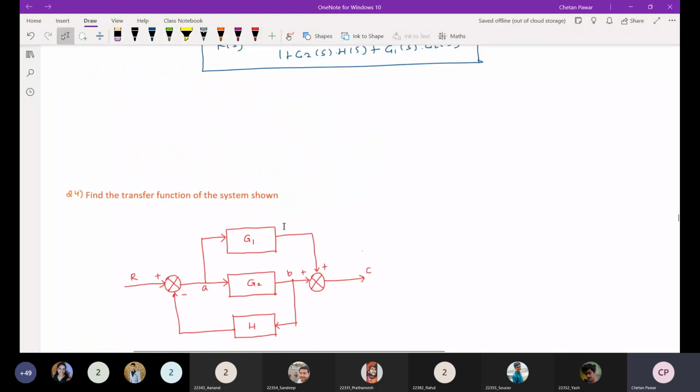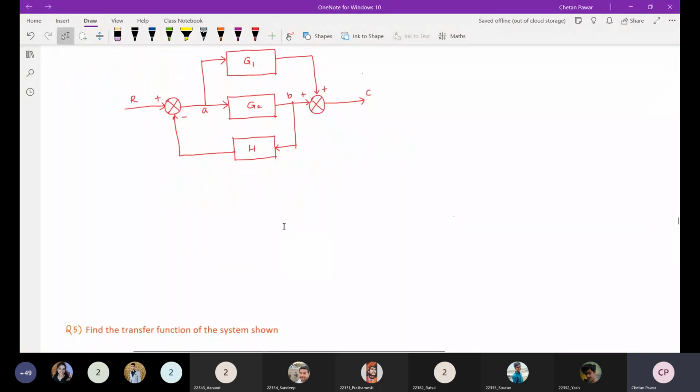Now here, if we want to find out the number of loops present in a particular block diagram, what is the general concept of a loop? Here you can see this is one loop.